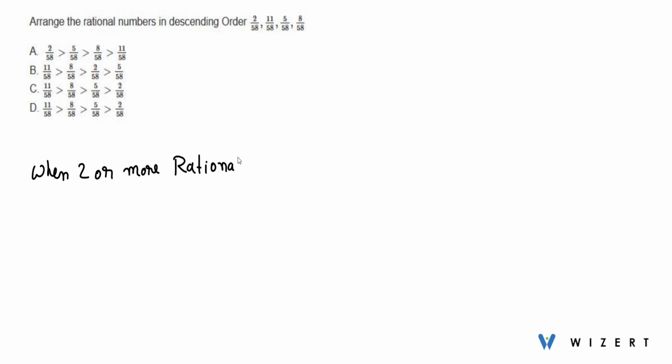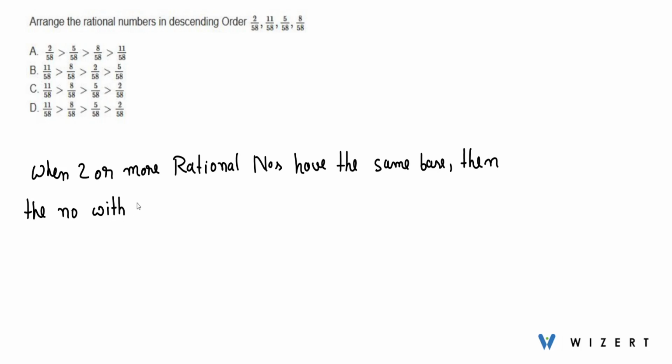rational numbers have the same base, then the number with the greatest numerator becomes the greatest number among all the numbers.